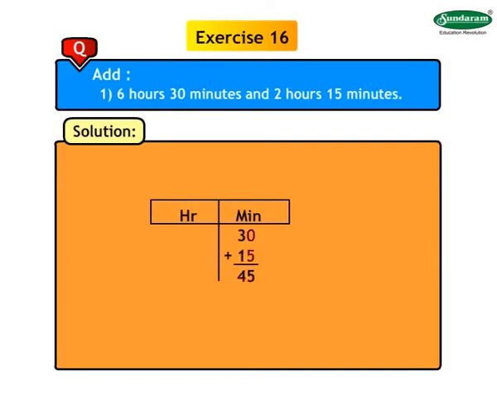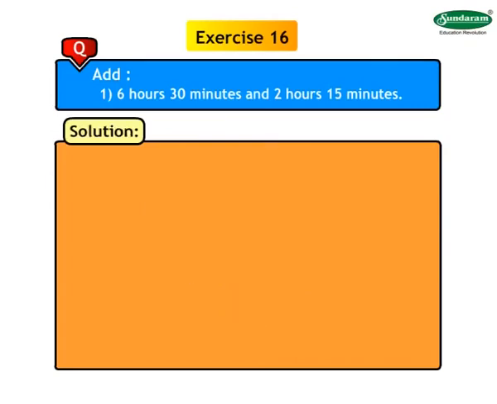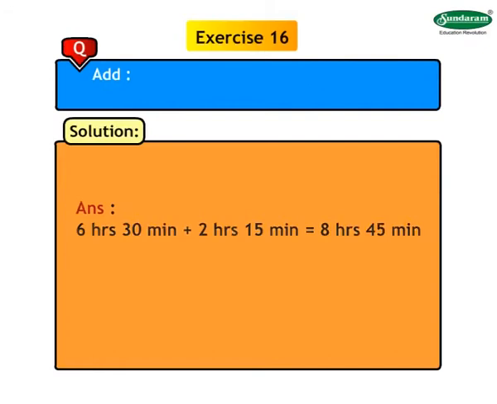0 plus 5 is equal to 5. 3 plus 1 is equal to 4, so 45 minutes. Now, add the hours. 6 plus 2 is equal to 8 hours. Therefore, the answer is 6 hours 30 minutes plus 2 hours 15 minutes is equal to 8 hours 45 minutes.